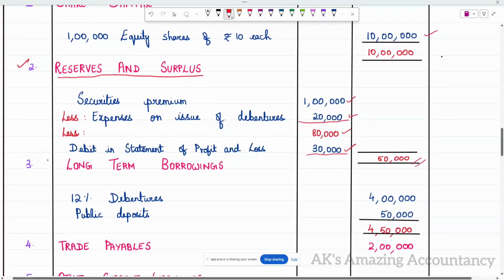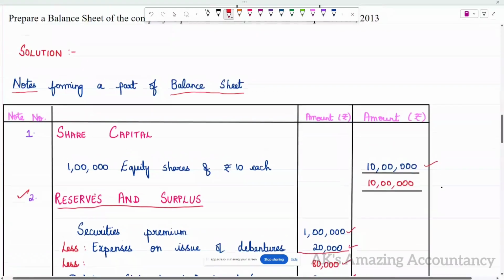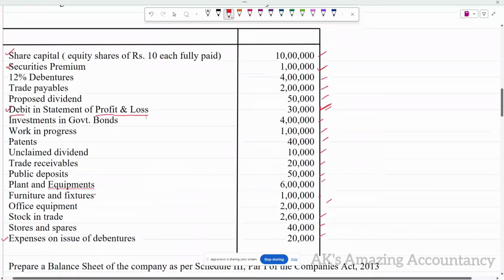Note 3 is for long-term borrowings. So you should know what long-term borrowings actually are. If the loan is repayable by the company after a period of 12 months from the date of the balance sheet, that is called long-term borrowings. Usually in most of the problems, you'll have the item debentures, and debentures will come under long-term borrowings.